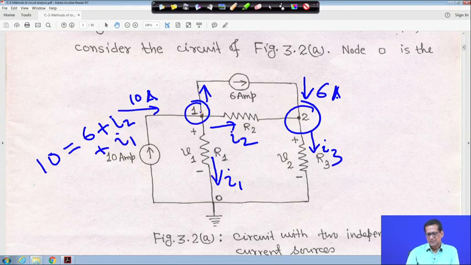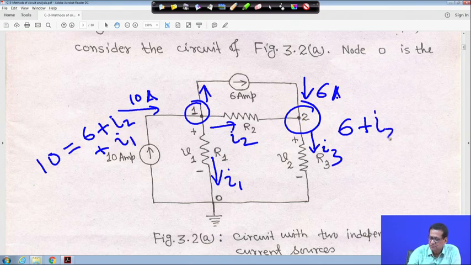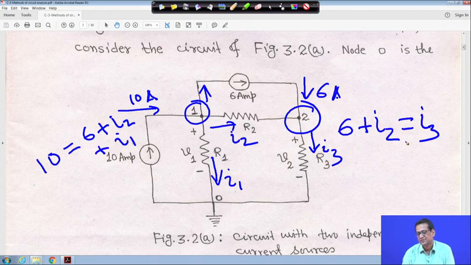This is one equation. Similarly, if you apply KCL here, this current is incoming, it is 6, and this I 2 current is also coming into node 2, so it will be plus I 2. This current leaving the terminal is I 3, because I 3 is the current leaving this terminal. This is nothing but the KCL equations you are applying.